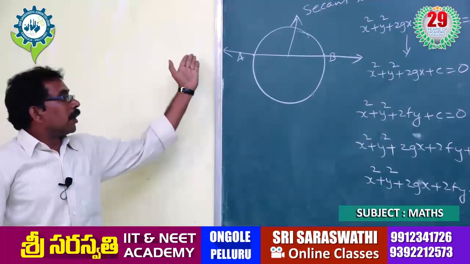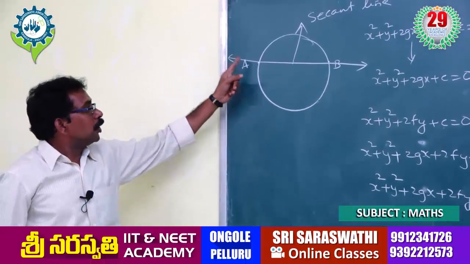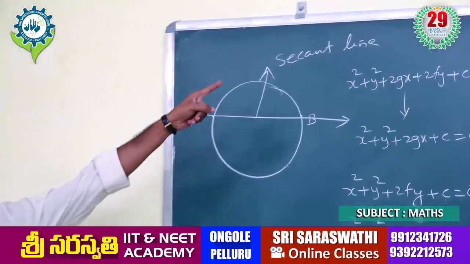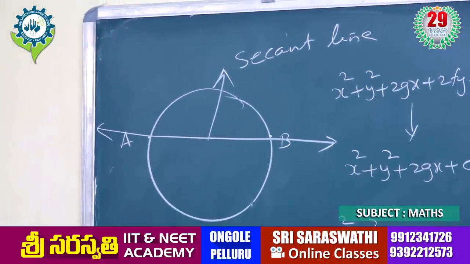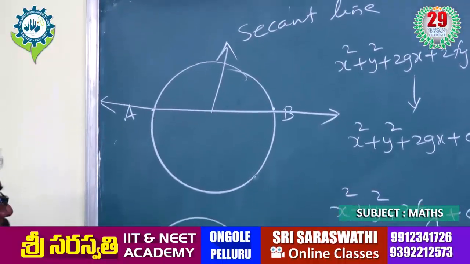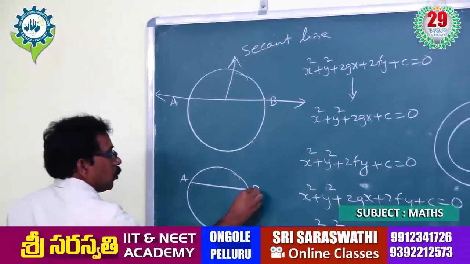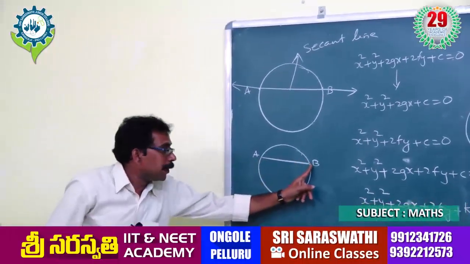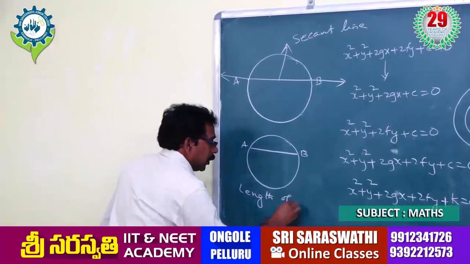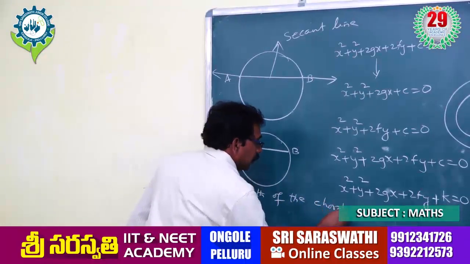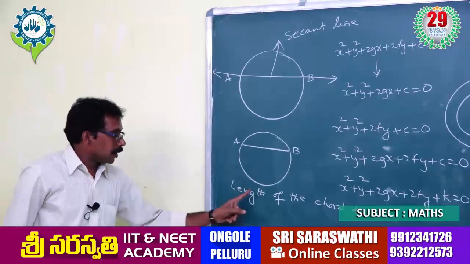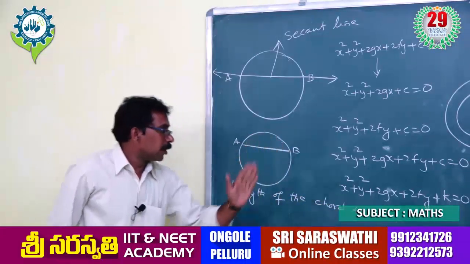So, if we draw a line passing through these 2 points A and B, then the line is called a secant line. And the distance between 2 points A and B is called the length of the chord AB. So, AB is nothing but the length of the chord AB.